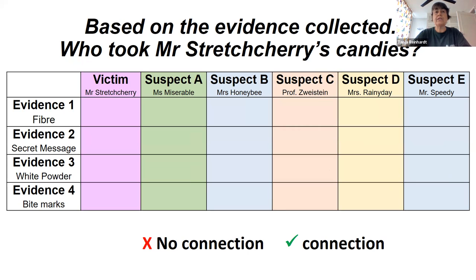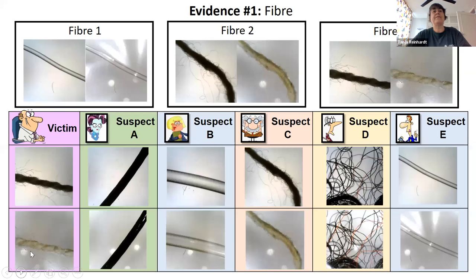Okay. So based on the evidence collected, who took Mr. Sherry's candy? And here we have evidence number one. Okay, so here is the fiber. On the left-hand side, you can see fiber one, in the middle fiber two, and then we have fiber three. So now you have to look at these ones here.